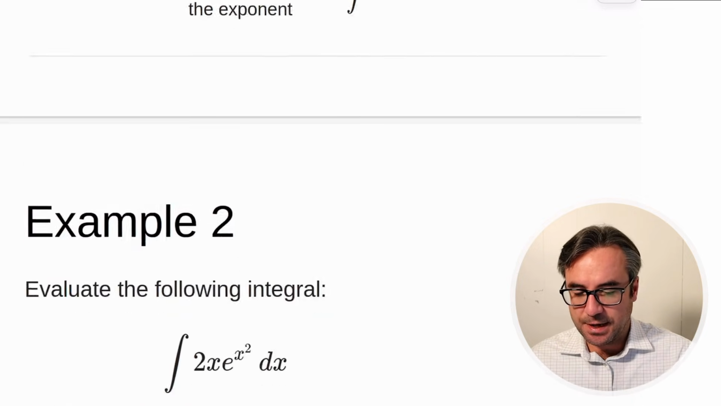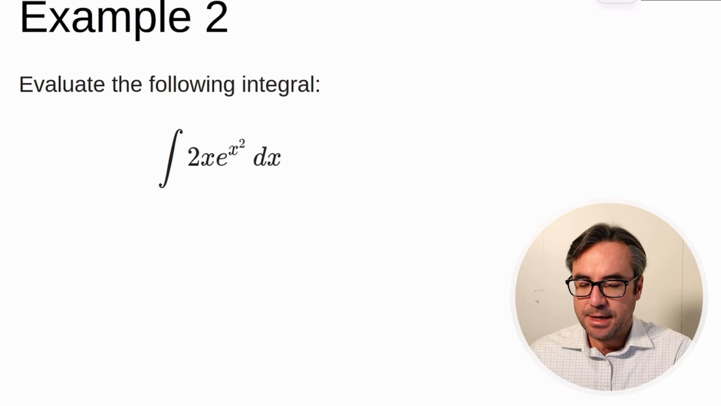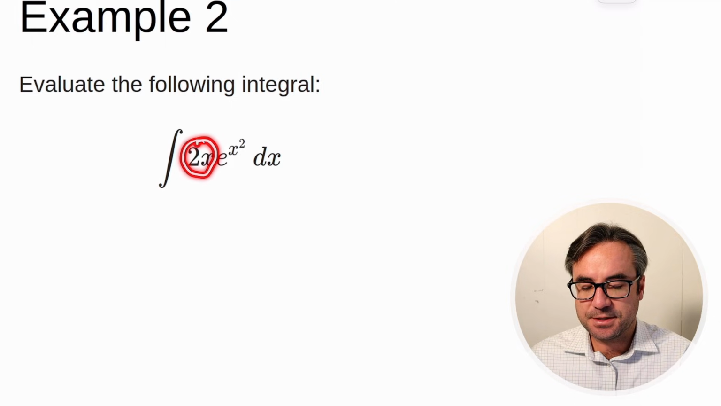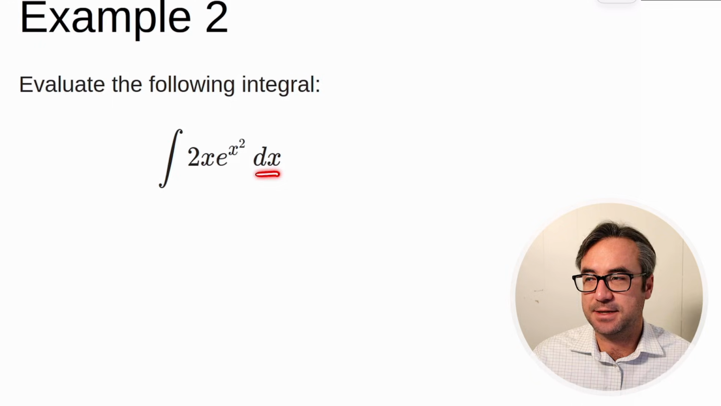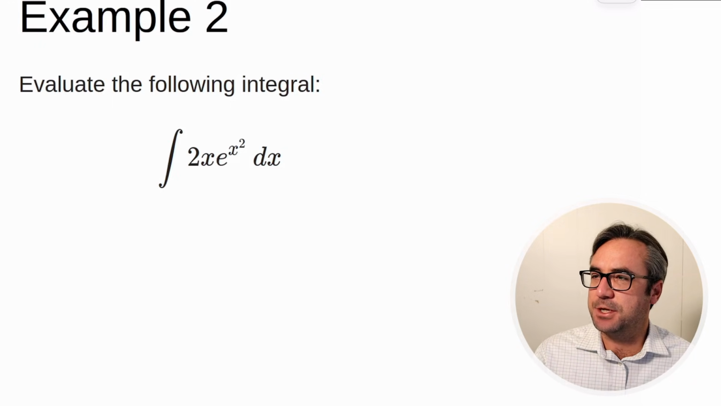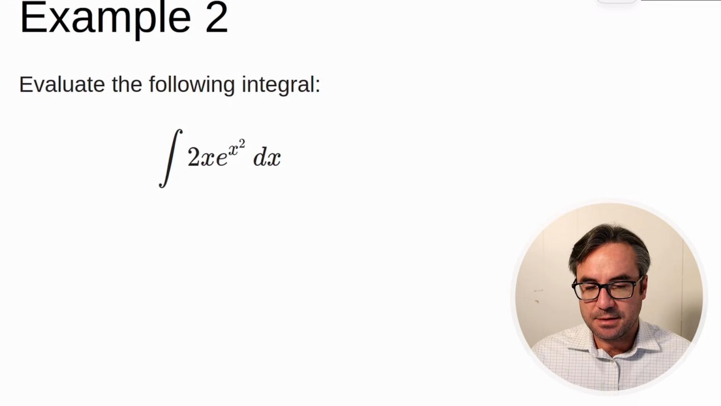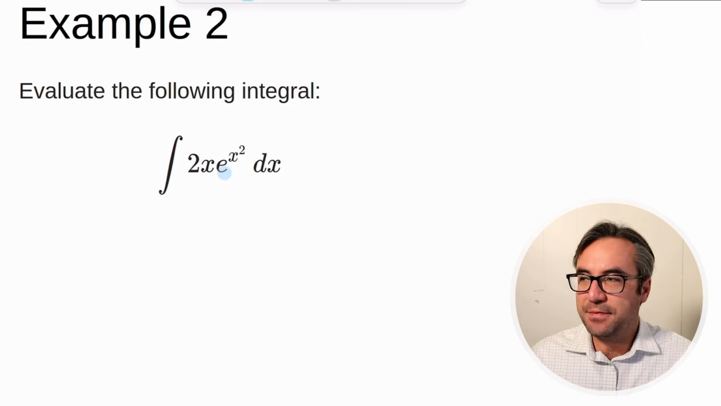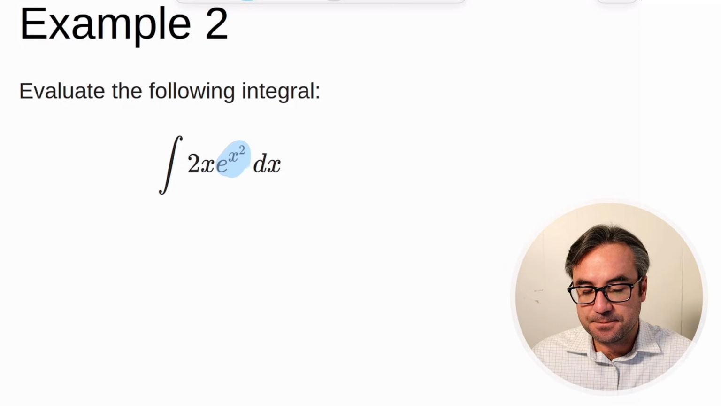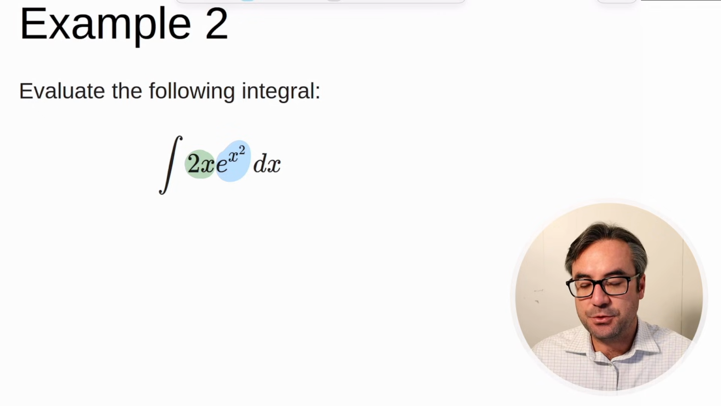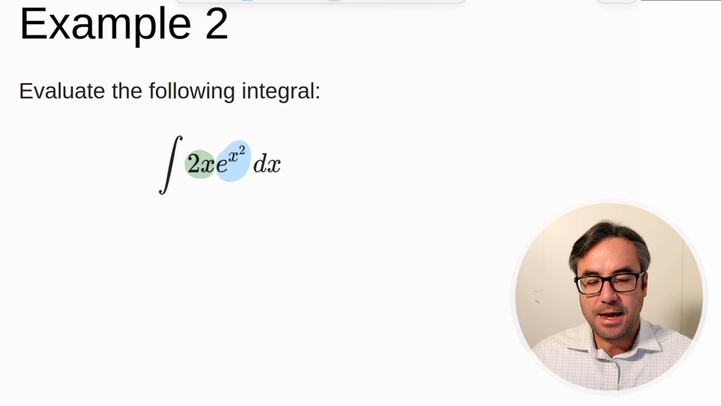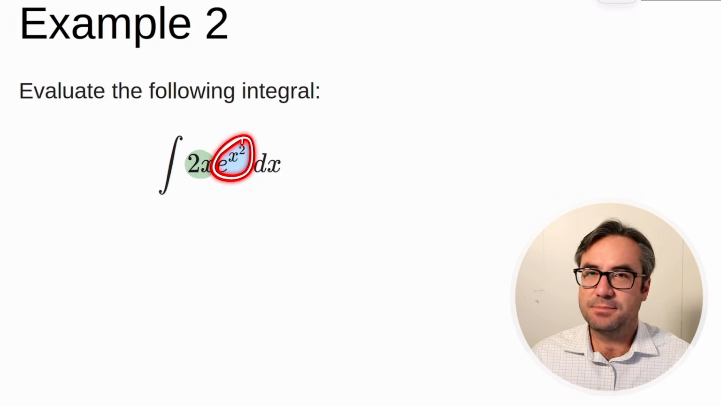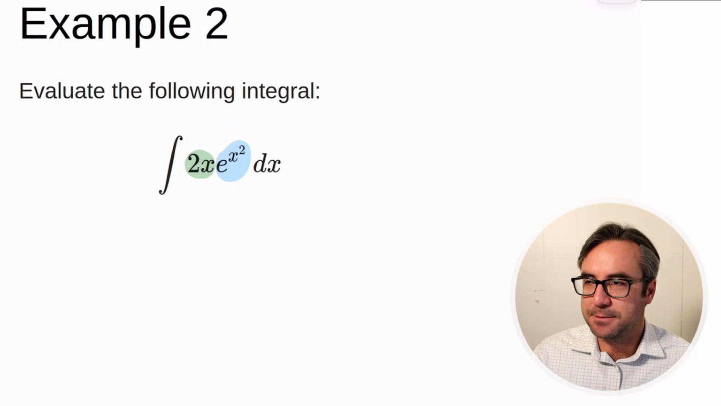So let's try example 2, and we're going to evaluate this integral. The function is 2x times e to the x squared dx. So when we look at this function, there's kind of two pieces. We've got the e to the x squared piece, and then we've got this 2x. And you want to look, which of these is the more complicated piece? Well, that exponential, a little bit more going on there.